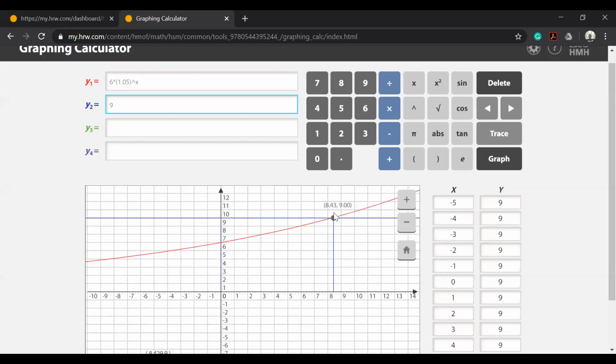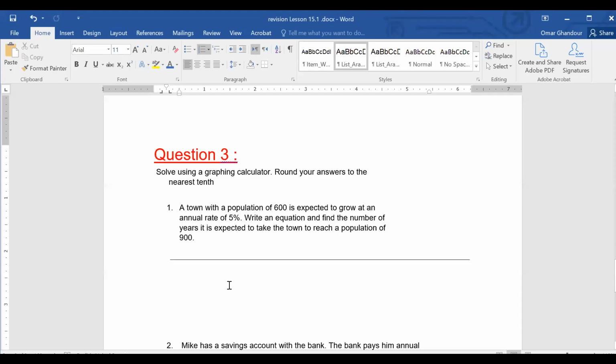My intersection point is maybe between 8 and 9. We can say it's 8.5. So the solution is 8.5. Approximately, the solution will be x equal to 8.5 years. So after nearly 8.5 years, the population of this town will reach 900.